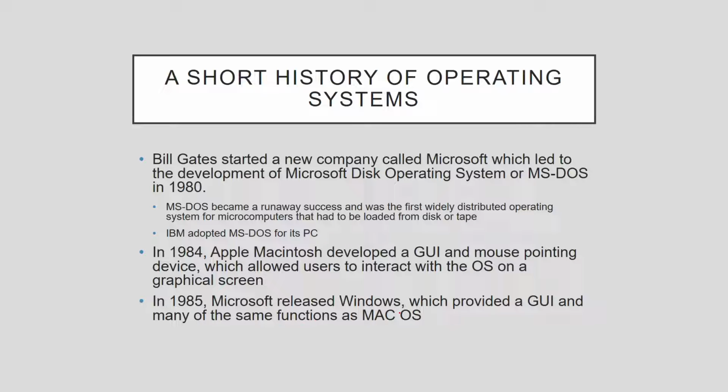So 86 DOS, or QDOS, evolved in 1980 through a cooperative effort between Paterson and Microsoft into the Microsoft Disk Operating System, or MS-DOS, which was designed as a command line interface, which means that users typed in commands instead of using the graphical user interface, the point and click method that is common today. MS-DOS became a runaway success for Microsoft, and it was the first widely distributed operating system for microcomputers that had to be loaded from disk or tape.